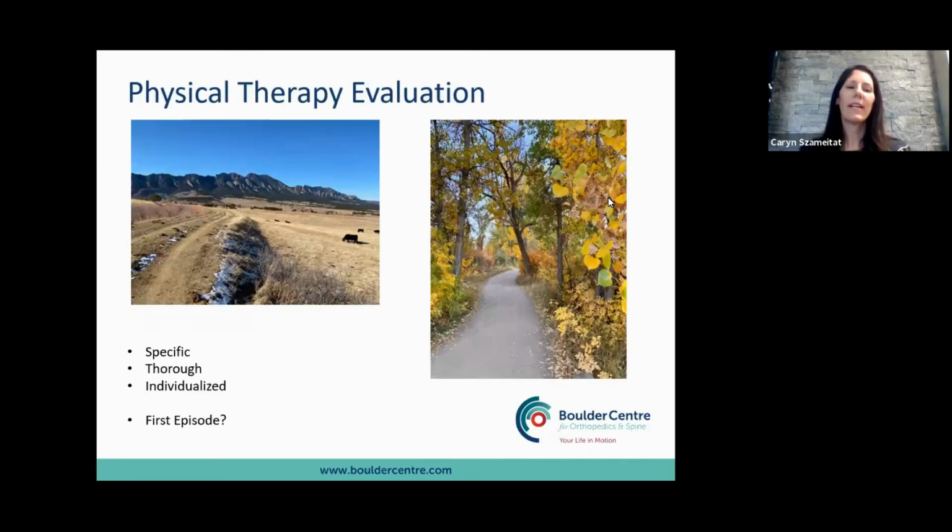And so, again, you are going to need to have a physical therapy evaluation to figure out which of these treatments is going to be best for you. And in reality, it's probably going to be a combination of these treatments to get your pain down and to get you back to function. So your evaluation is going to be very specific to you, individualized, and thorough, okay?